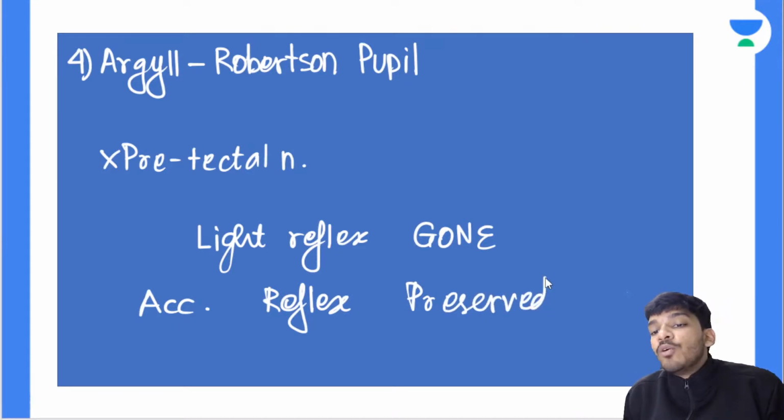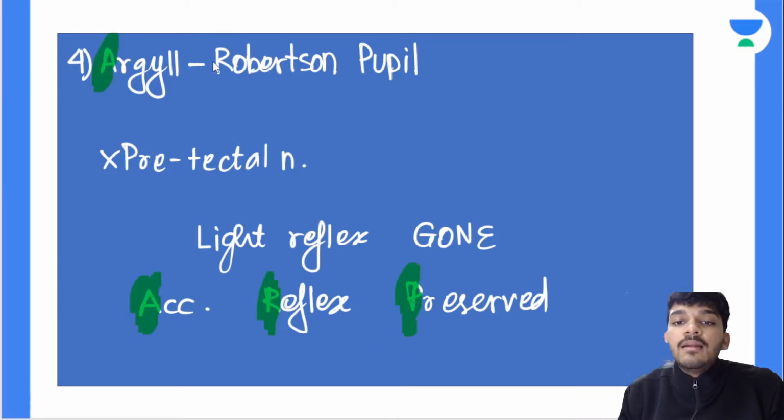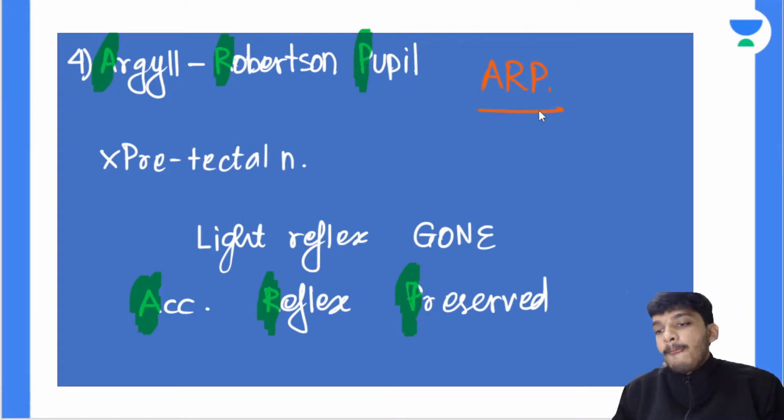Okay, and that's a very good mnemonic in itself. Accommodation reflex is preserved. Argyll-Robertson pupil. ARP, right? Easy.